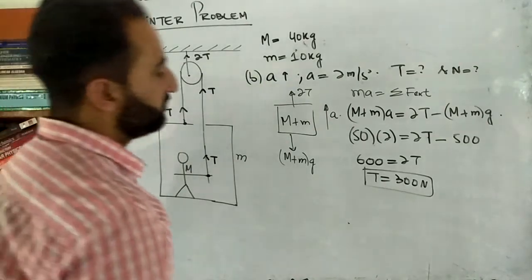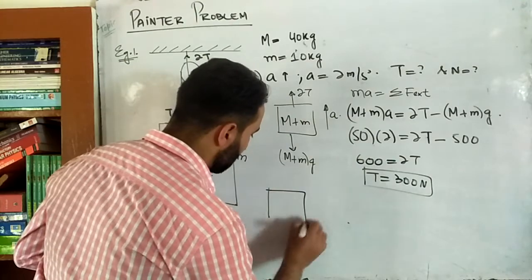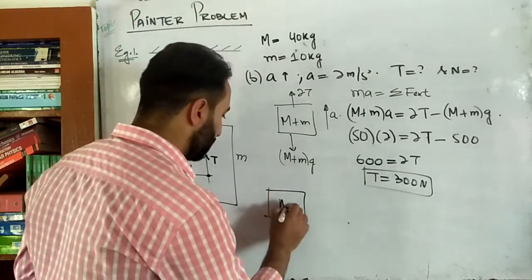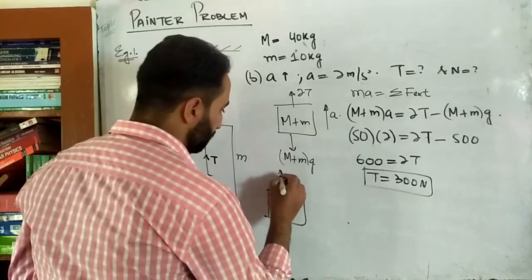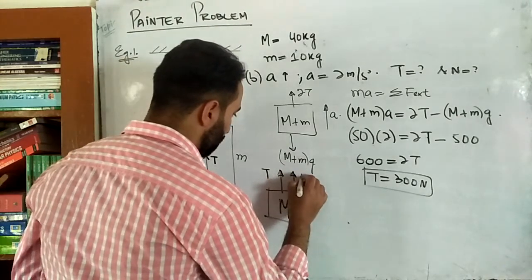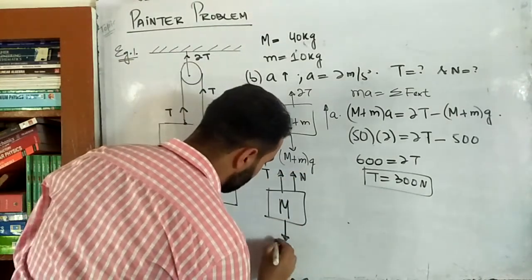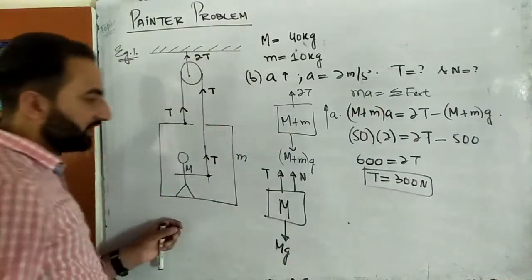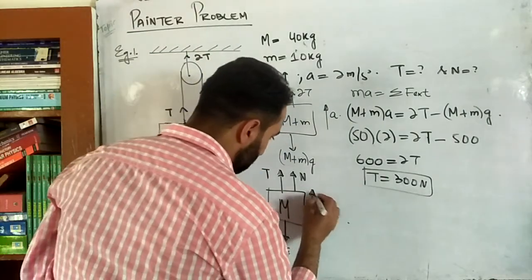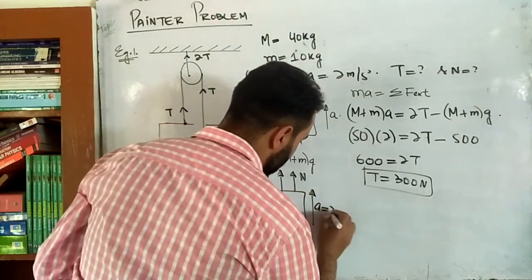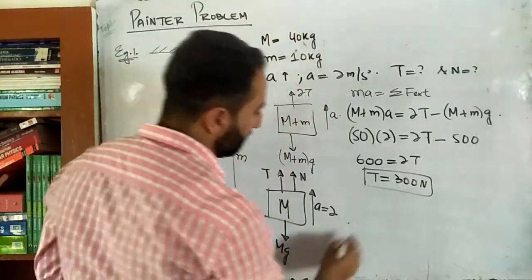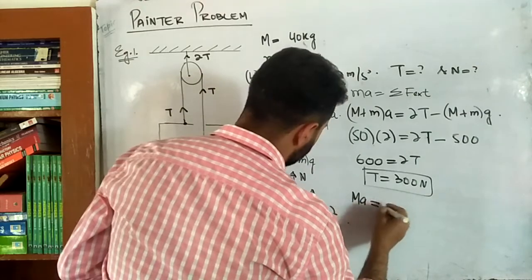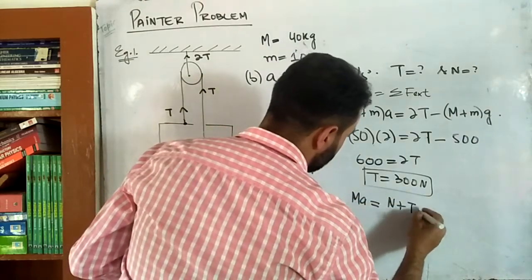Now next you have to calculate normal reaction. For that, construct the free body diagram only for the man. Now on the man, how many forces? One is tension in the upward direction, normal reaction in the upward direction, and in the downward direction the weight of the man, that's m multiplied by g. Accelerates upwards this time with an acceleration of a equal to 2 meter per second square. So again m a equal to the summation of all the external forces, so it will be like this, m multiplied by a is equal to N plus T minus mg.